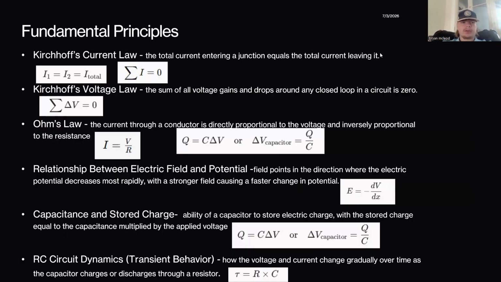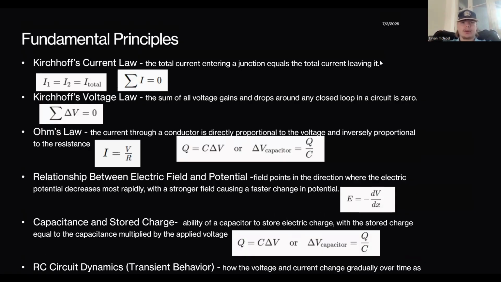So fundamental principles. We use Kirchhoff's current law, which basically states that the total current entering a junction equals the total current leaving it. And then we also used Kirchhoff's voltage law: the sum of all voltages gained and dropped across any closed loop in the circuit is zero. And then we use Ohm's law: the current through a conductor is directly proportional to the voltage and inversely proportional to the resistance.